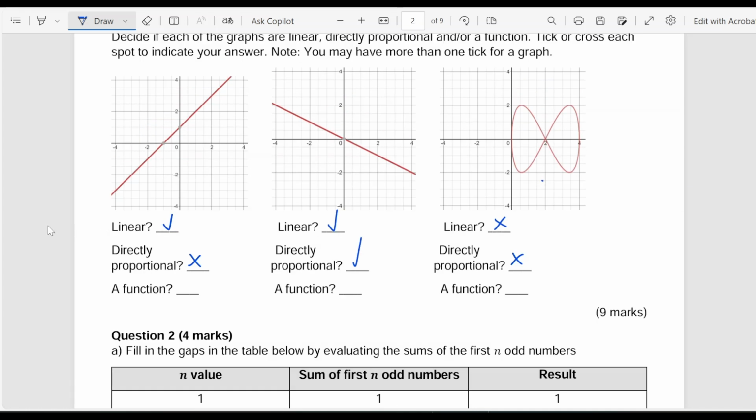Last, we've got are they functions? And to be a function, you've got to pass the vertical line test. So that one does because the vertical lines will only cut through it once. So will this one. This one fails because the vertical lines will cut through it twice in some spots.